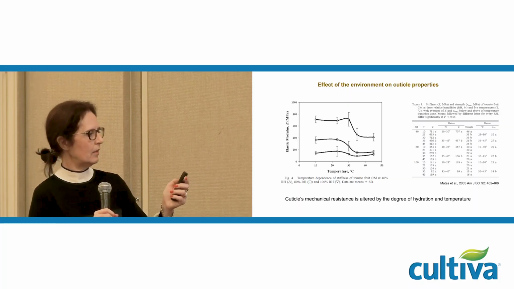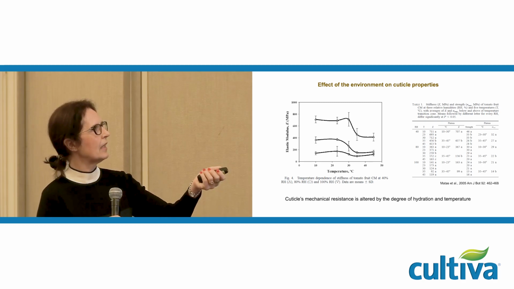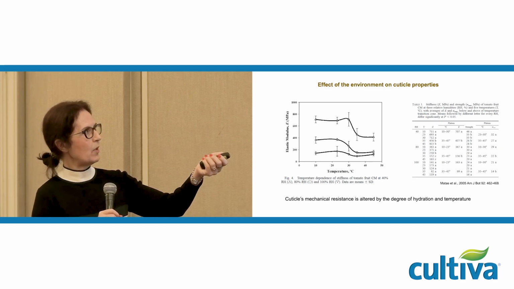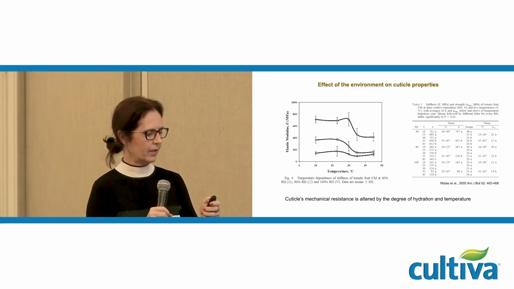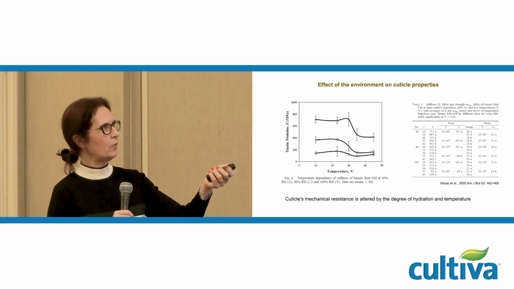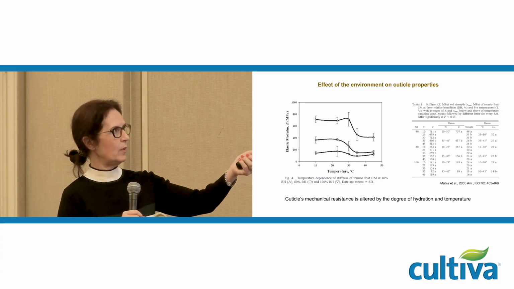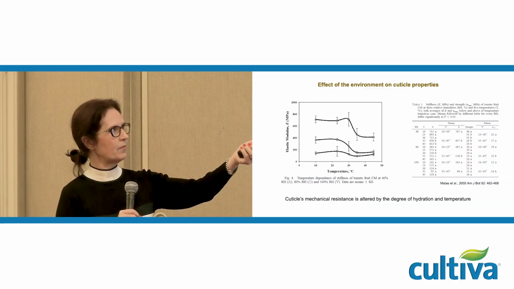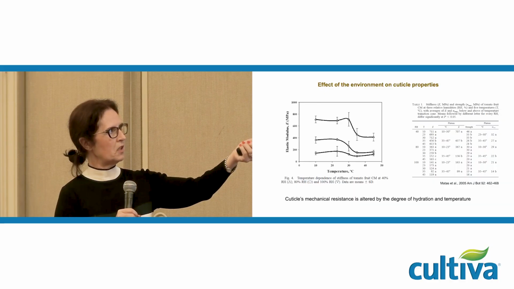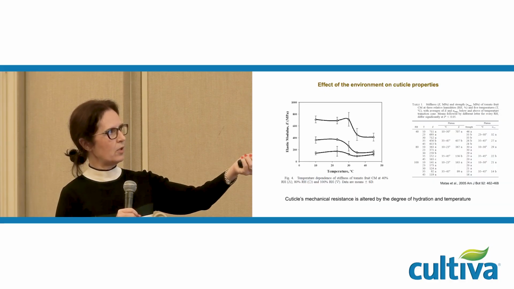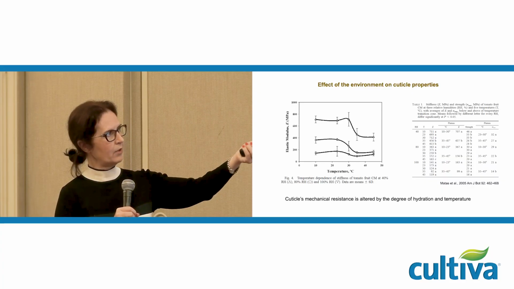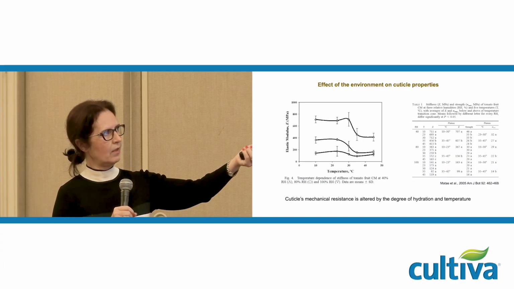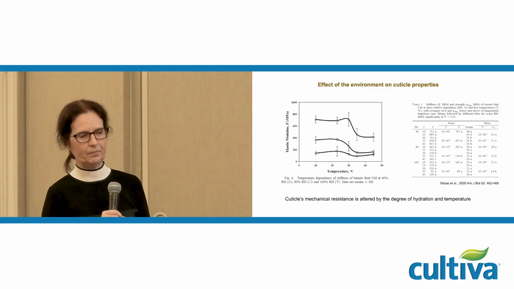Okay, here we go. This is representing the mechanical resistance, the stiffness of the cuticle at the 40% relative humidity here on top with the triangles. We see that the cuticle remains very stiff across a certain range of temperatures, but the moment we reach 30 degrees Celsius, the mechanical resistance of the cuticle decreases.